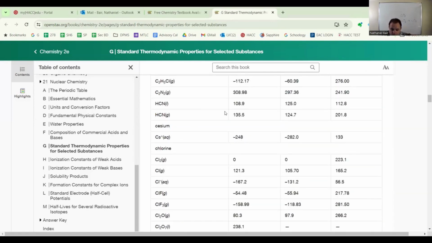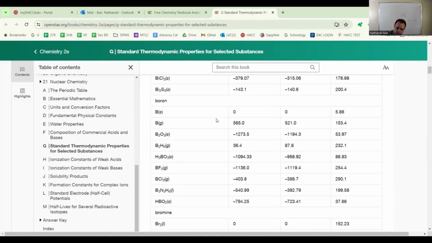It can be positive. So for example, if you want to make HCN from a half an H2, a C, and a half an N2, because you got to remember hydrogen and nitrogen are Brinkelhofers. But if you want to make an HCN, that would require 135.5 kilojoules per mole of energy to make a gaseous HCN. Notice that the states of matter are in there.